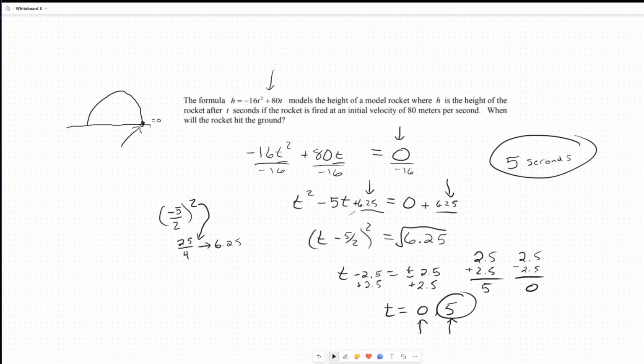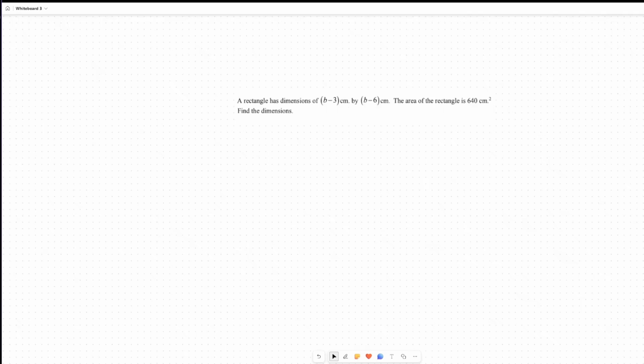Let's look at the next type of problem. A rectangle has dimensions of b minus 3 by b minus 6. The area of the rectangle is 640 centimeters. Find the dimensions. This is probably the one most like one on your test. The one on your test is actually easier than this.